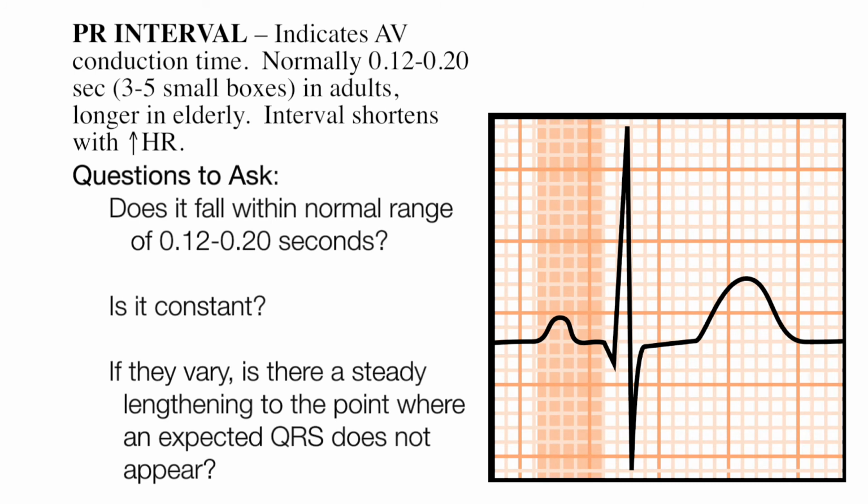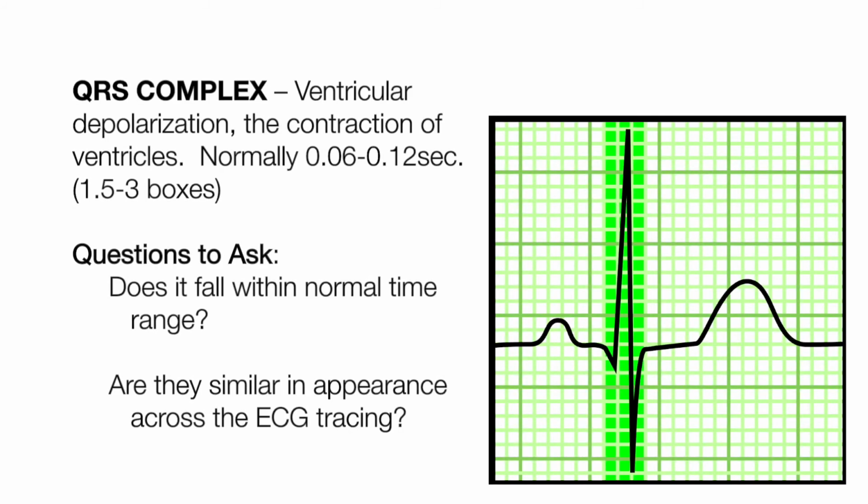The PR interval indicates AV conduction time, normally 0.12 to 0.2 seconds, or 3 to 5 small boxes, in adults and longer in the elderly. The interval shortens with an increased heart rate. So, does it fall within that normal range of 0.12 to 0.2 seconds? Is it constant? And if they vary, is there a steady lengthening to the point where an expected QRS does not appear?